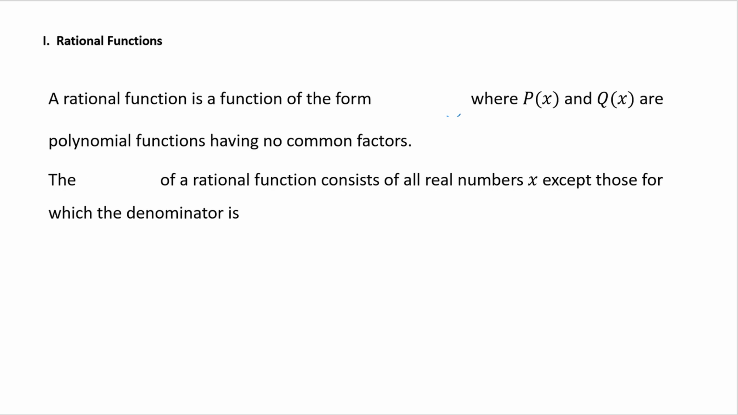Roman numeral 1, rational functions. A rational function is a function of the form r of x equals p of x divided by q of x, where p of x and q of x are both polynomial functions having no common factors. The domain of a rational function consists of all real numbers x except for those for which the denominator is 0.